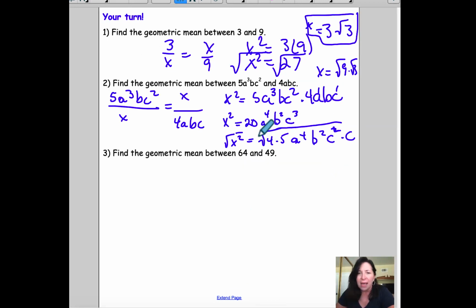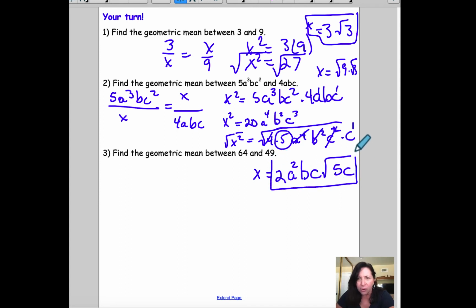And so for this value, the square root of x squared is just x. The square root of 4 is 2. That came out, and this stays. A to the 4th, half of that power is a squared. B squared, half of that is b. C squared, half of that is c. So these all came out. We're all happy that's gone. It looks like we still have a c to the 1 power and a 5 to the 1, so that's going to be times 5c. And so this right here would be the geometric mean between those two numbers.